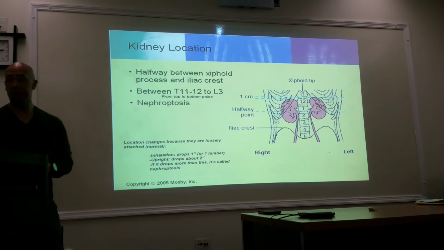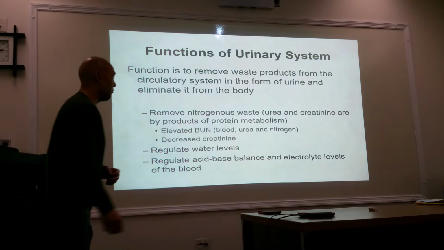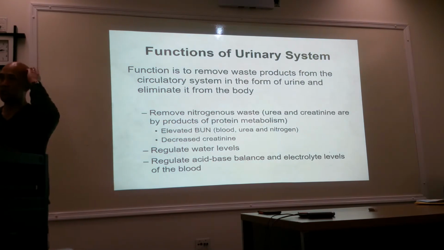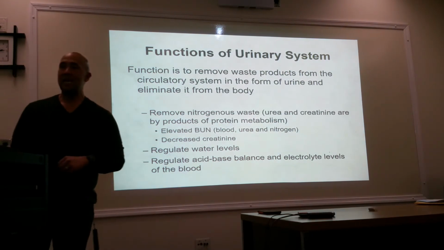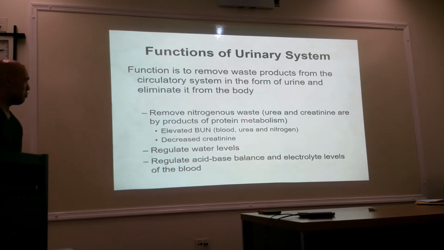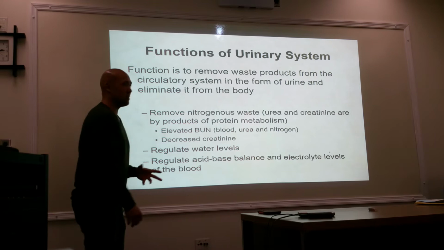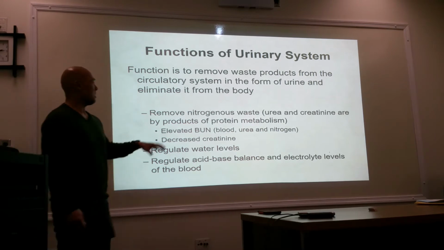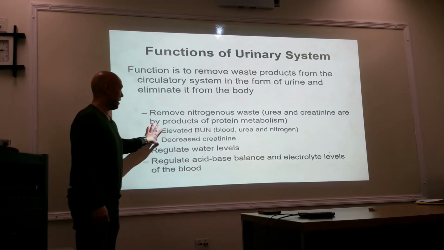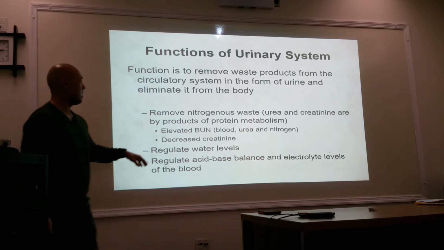Okay. All right. The function of the urinary system is to remove waste products from the circulatory system in the form of urine and eliminate it from the body. It removes any nitrogenous waste. Urea and creatinine are byproducts of protein metabolism. So what that means is because of protein metabolism, again, this is a byproduct that you will find in urine.